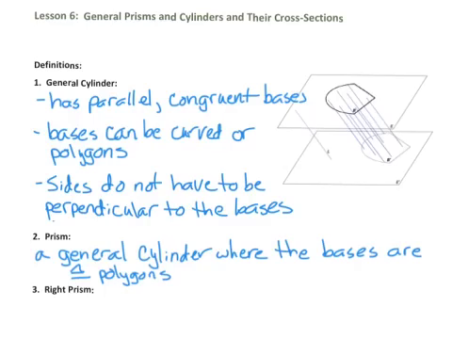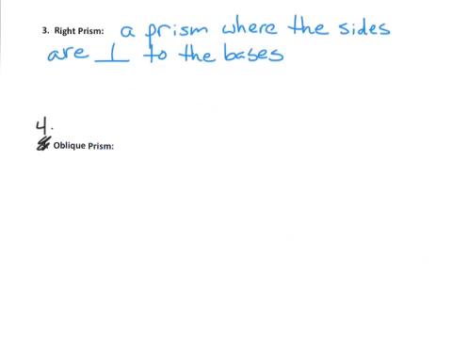And then within the definition of prism, we have something called a right prism. So a right prism is a prism where the sides are perpendicular to the bases. Think of a box. And it doesn't just have to be a box. It can be any polygon. So I don't know if I can draw one, but it can even be, let's say, a hexagon. If that's one of my bases, and then if all of these edges are at right angles, this is going to be a right prism.